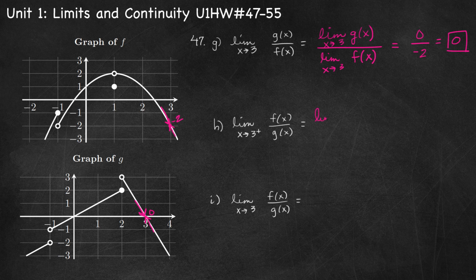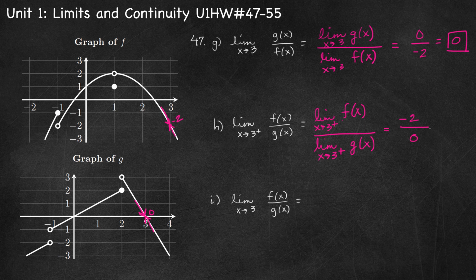Part H, this is going to be the limit as x approaches 3 from the right of f of x over the limit as x approaches 3 from the right of g of x. So the limit of f as x approaches 3 from the right-hand side is negative 2, over the limit of g as x approaches 3 from the right, which is 0. Negative 2 over 0. So this is approaching an infinite value.